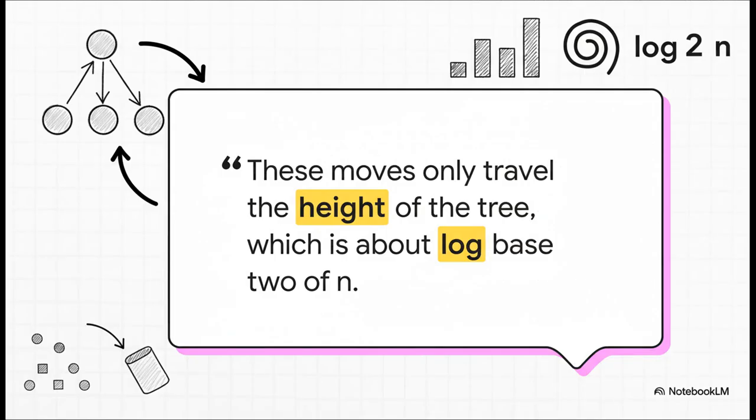And this quote really hits the nail on the head. It's the secret sauce of the heap's efficiency. Because we keep that tree shape perfectly balanced, its height grows super slowly. That's what keeps our insert and remove operations lightning fast, even if we have millions of items.